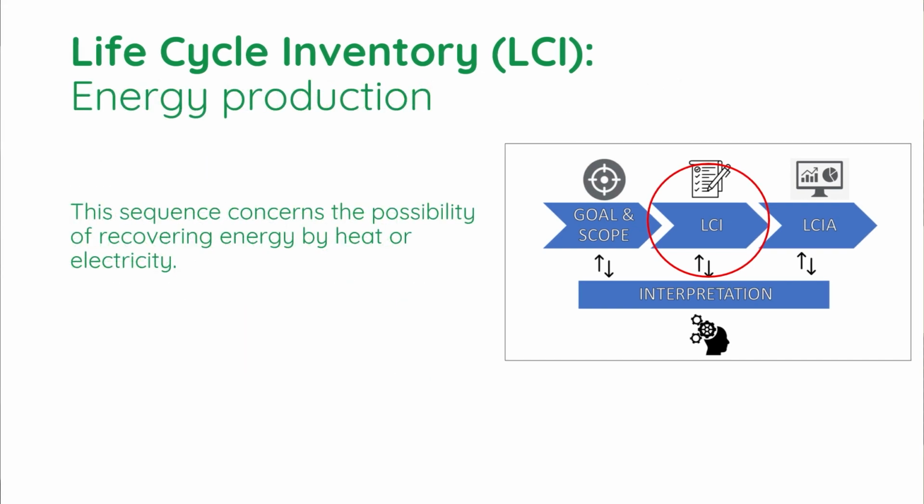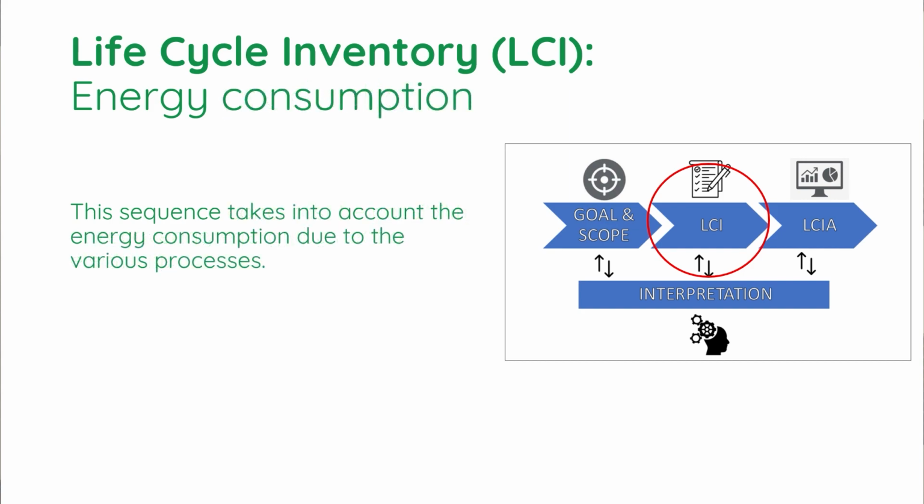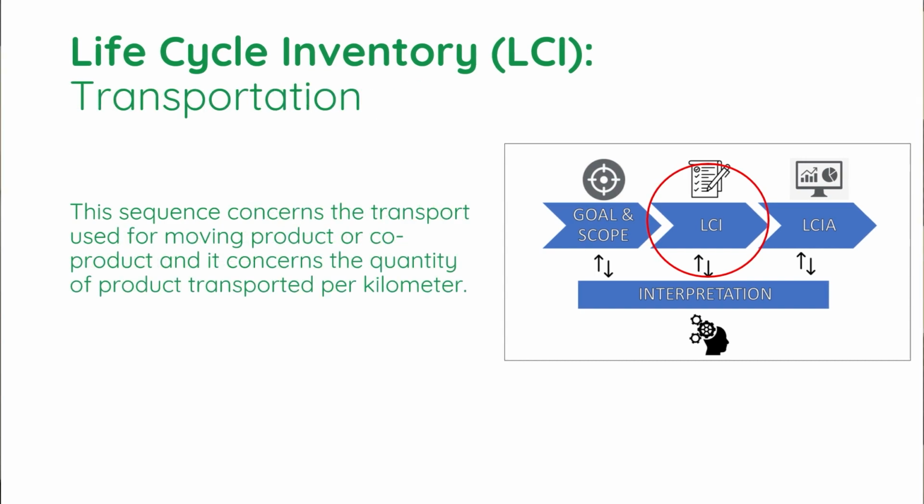Then we move to energy production, which concerns the possibility of recovering energy by heat or electricity. Energy consumption takes into account the energy consumption due to various processes. Then we have transportation. This concerns the transport, of course, used for moving product or co-product, and it basically concerns the quantity of product transported per kilometer.